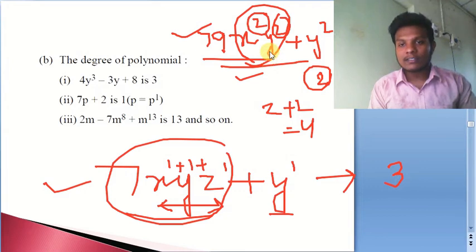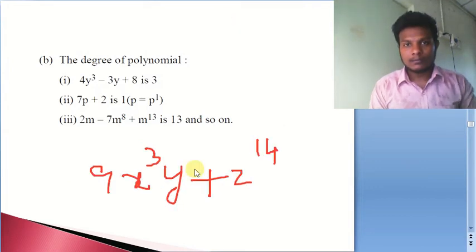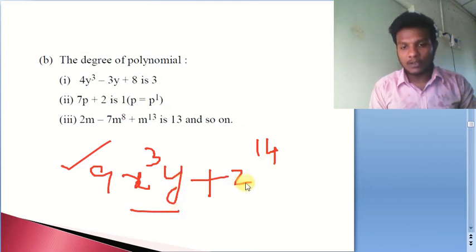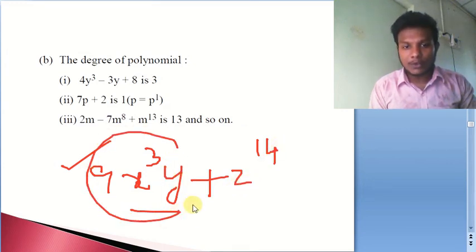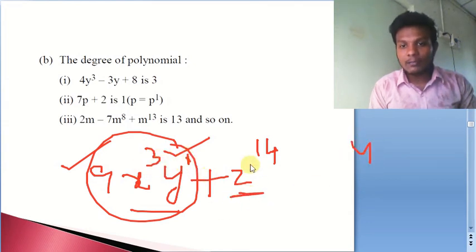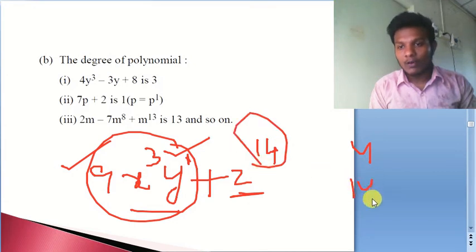So let us take a final example here. Our example is 9x cube y plus z power 14. For the individual terms, take the first term: x power 3 is there, y by default has power 1, so 3 plus 1 is 4. And in the other term, the exponent is 14. What is the biggest among these two? It is 14. So the degree of this polynomial is going to be 14.